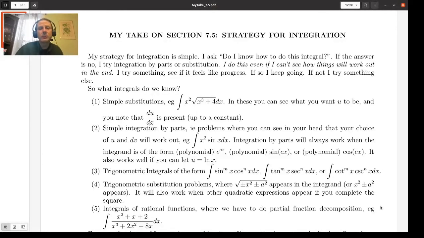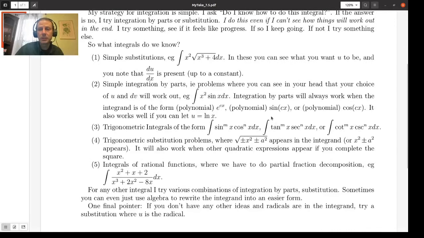There are a lot of types of integrals where integration by parts is guaranteed to work. For example, whenever you have a polynomial times e to a constant times x, or a polynomial times sine of a constant times x, or a polynomial times cosine of a constant times x, then integration by parts is guaranteed to work if you let u be the polynomial and dv be the other function. Also, as a general rule, integration by parts works great if you can let u be natural log of x, or even u equal natural log of some more complicated function, and it's definitely something to try.